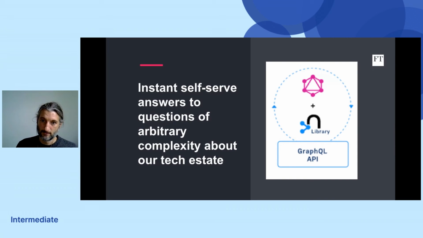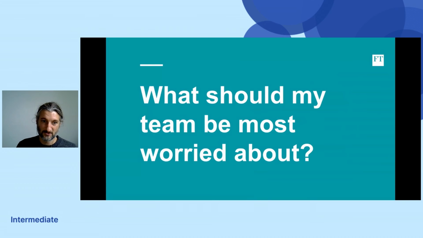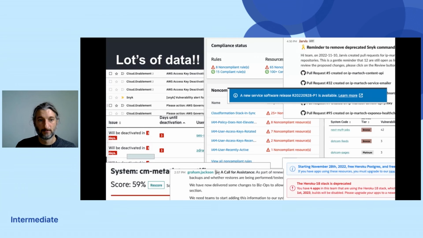So that's good, but I think we can do even better. A question a lot of our teams have is, what should my team be most worried about? Is it security? Is it reliability? Is it costs? And we have lots of data on this.